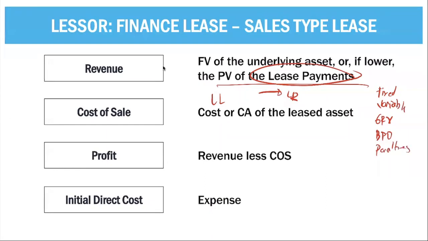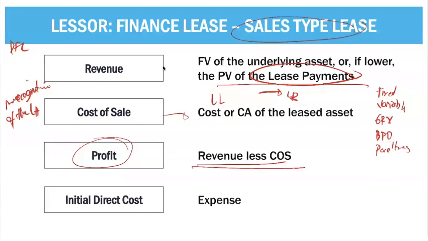Next, we have the cost of sale. What is the cost of sale? Your cost or the carrying amount of the lease asset. A while back in your direct financing lease, this is not considered a cost of sale, but only the recognition of the lease asset. And here, since we treat your lease as a sales type, as your main operation, we can recognize a profit. That is your revenue less cost of sale. And then we have also your initial direct costs, which will be considered as an expense.